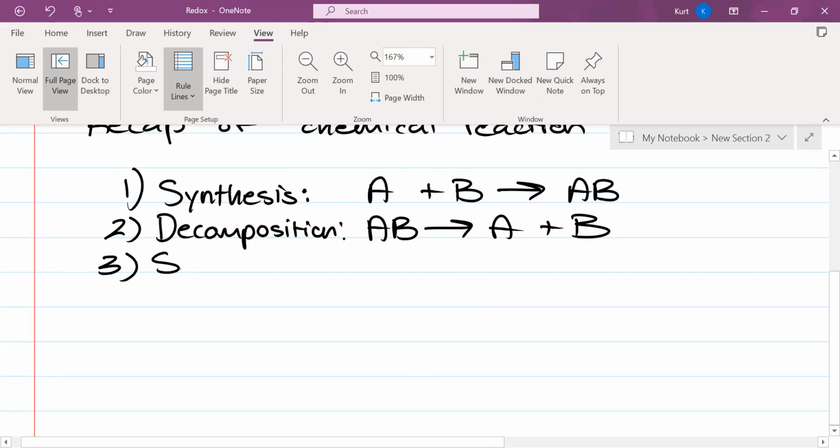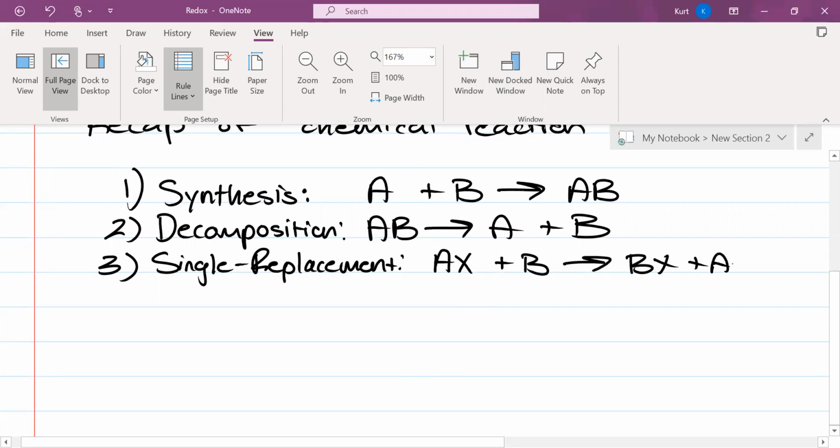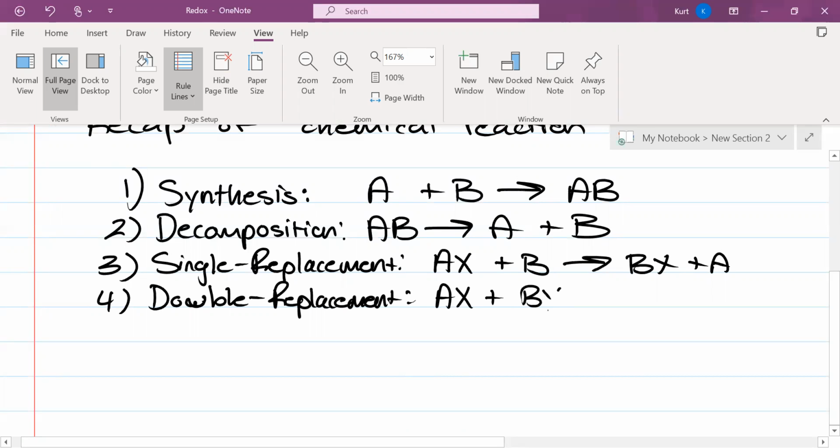Number 3 is a single replacement reaction. There's a few ways you could write this down. You can say AX plus B yields BX plus A, but that's the main one. The 4th one is a double replacement reaction. AX plus BY yields BX plus AY. And then number 5, what is it? You recall? Combustion.